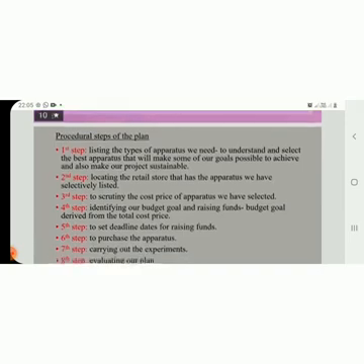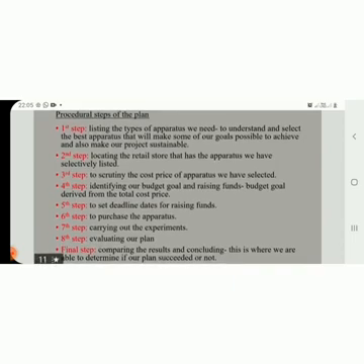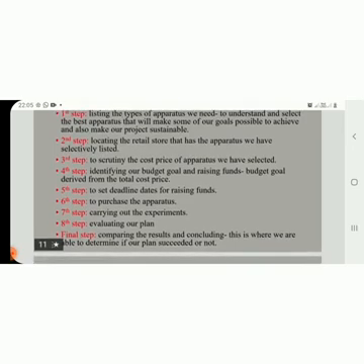The procedural steps of the plan. The first step includes listing the types of apparatus we need to understand and select the best apparatus that will make some of our goals possible to achieve and also make our project sustainable. The second step includes locating the retail store that has the apparatus we have selectively listed. The third step includes to scrutinize the cost price of the apparatus we have selected. The fourth step includes identifying our budget goal and raising funds. Budget goal derived from the total cost price.